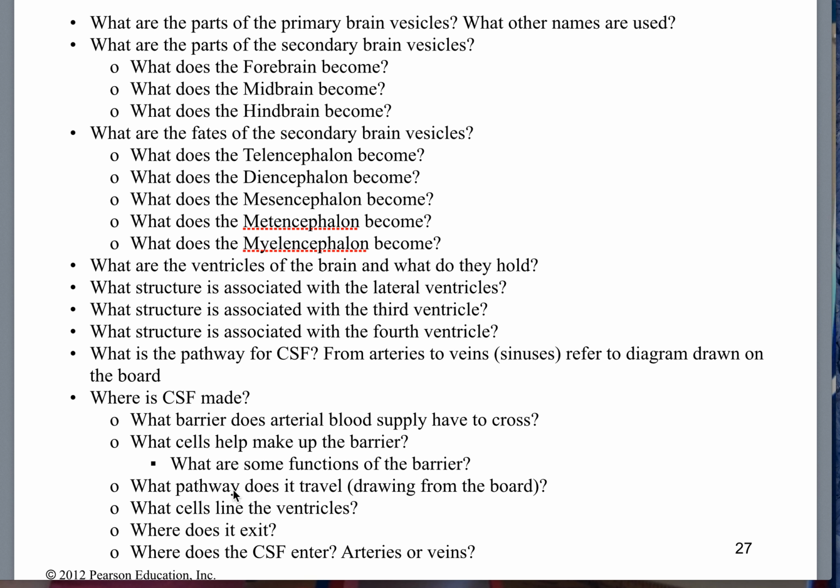The pathway, does it travel? Draw on the board. So we just did that, right? And then we said what cells line the ventricles. This goes back as well. And it's the ependymal cells. Very good. Where does CSF exit? We said it exits through the arachnoid villi, otherwise known as arachnoid granulations. Finally it enters into the veins, right, which are the sinuses in the subdural space.